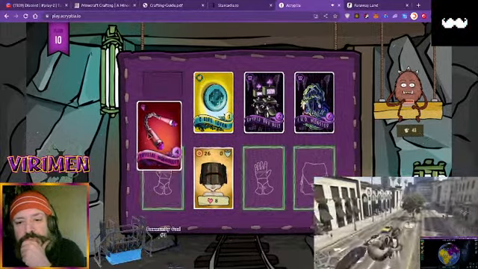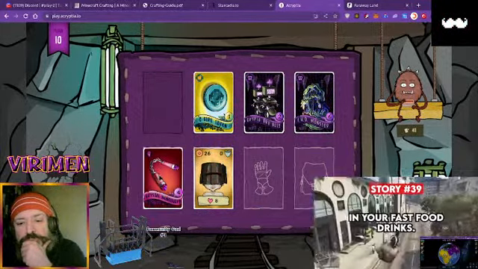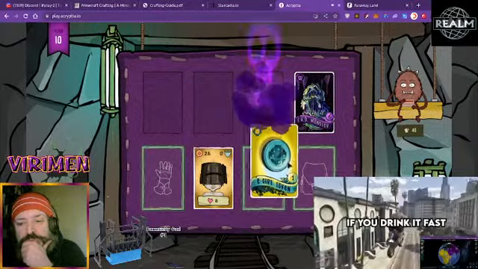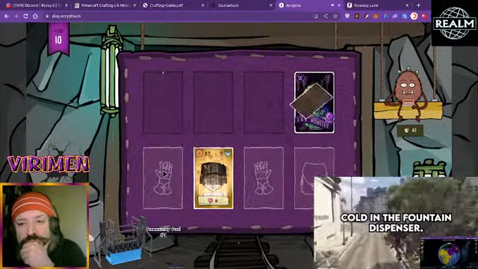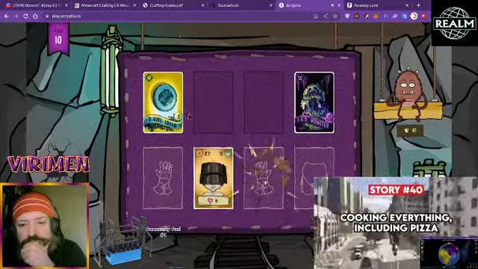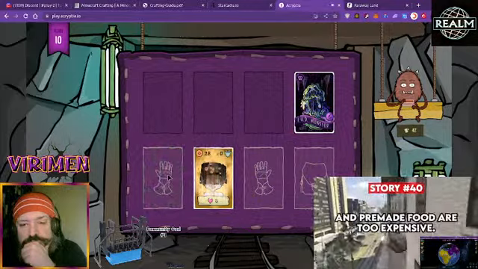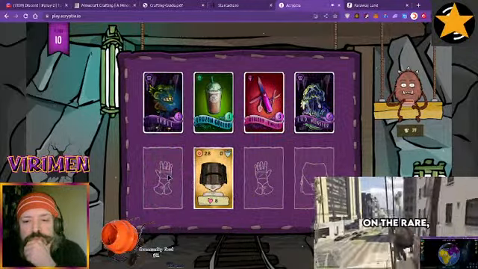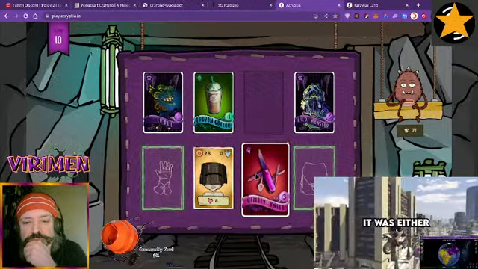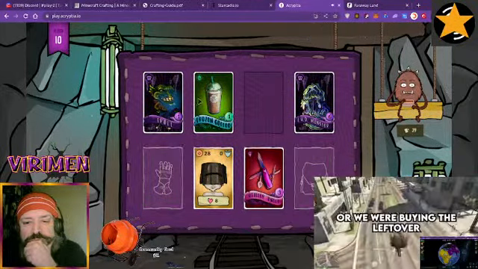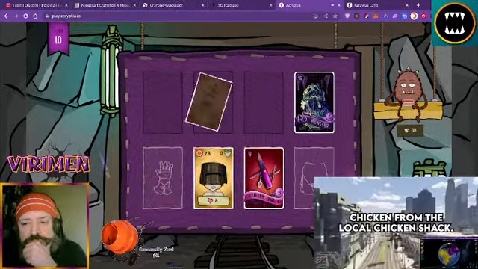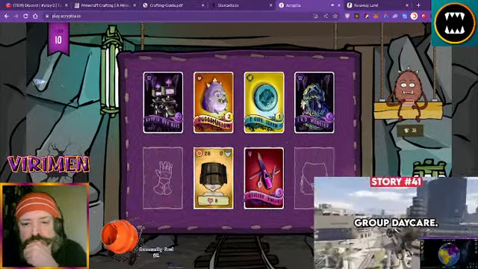Even McDonald's. You don't ever get ice in your fast food drinks. You get less soda, and you don't need your drink to stay cold if you drink it fast, since they keep it cold in the fountain dispenser. Cooking everything, including pizza, from scratch, because restaurants and pre-made food are too expensive. On the rare occasion food was purchased from a restaurant, it was either because my father was out of town, or we were buying the leftover cold chicken, not the freshly cooked hot chicken from the local chicken shack.